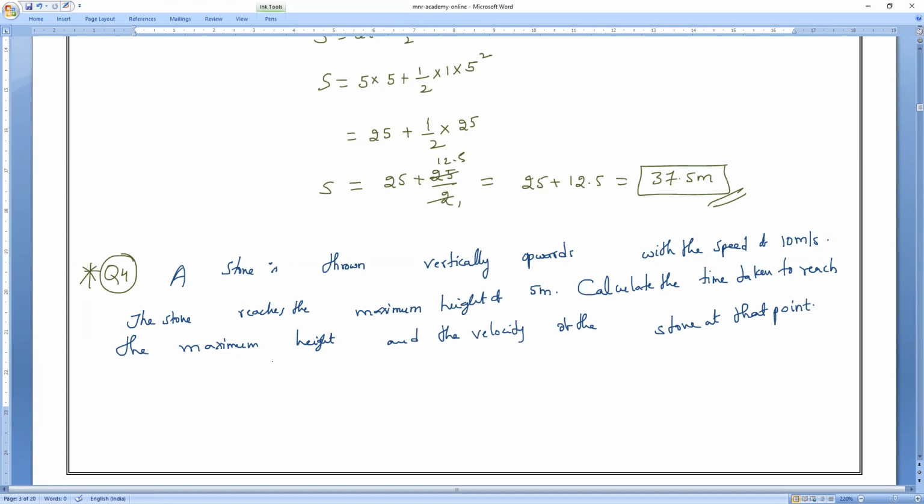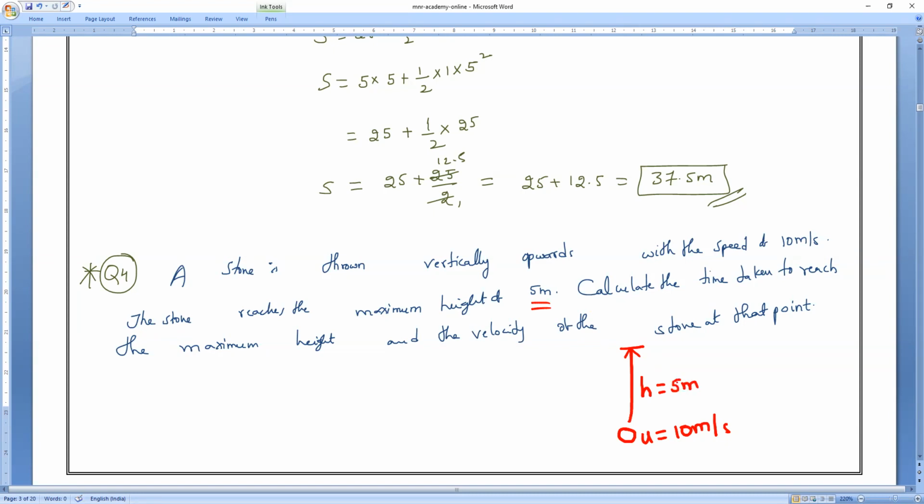So the stone is thrown upwards or falling downwards? Upwards. Upwards means, in the sense, which is maximum, initial velocity or final velocity? Initial velocity is maximum. So how much is the initial velocity? 10 meter per second. And it travels a height of how much? Height of 5 meters.